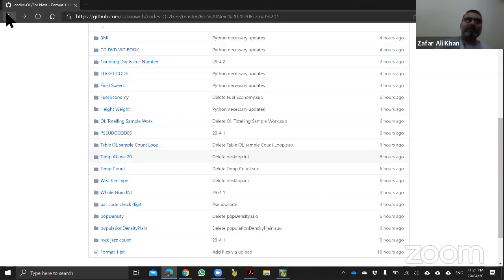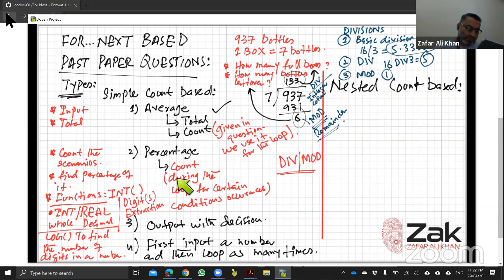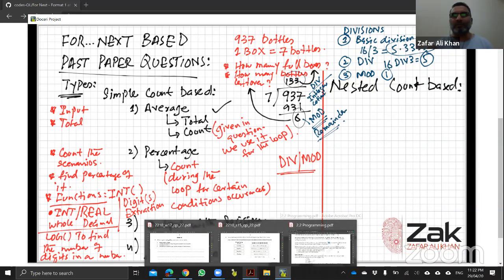For next simple count questions, let's go with the percentage one. These ones, so we did simple count the scenario, and then we will be going for percentage. So there is one popular question that we have to cover. That is rock, jazz, and all.